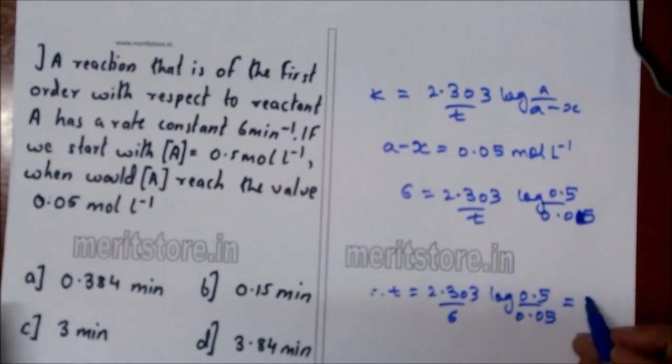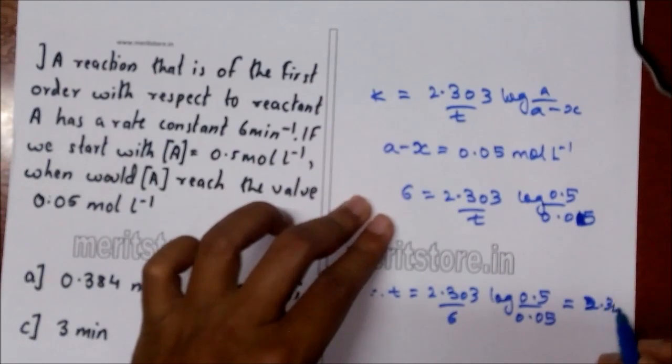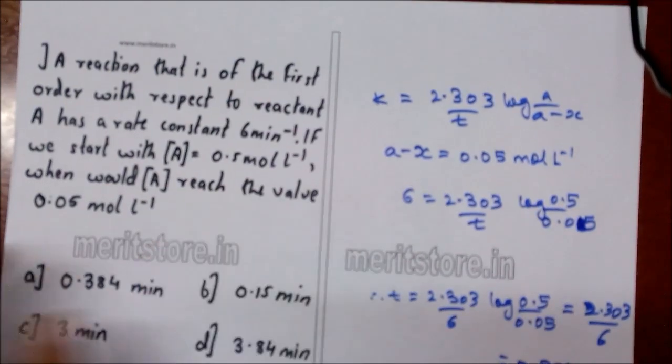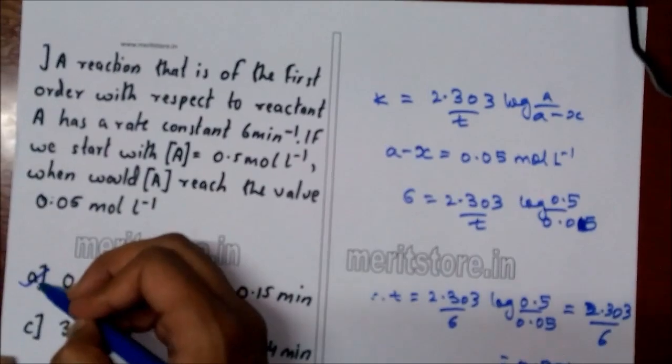So 2.303 upon 6 is equal to 0.384 minutes. So option A is the correct answer.